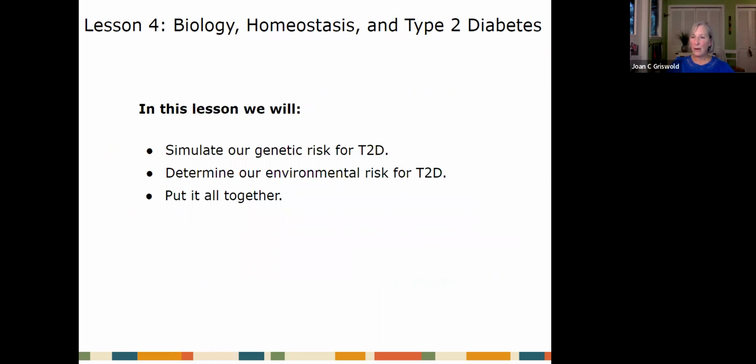So what we're going to do now with the rest of our time is go through the lesson. And the first thing you're going to do is simulate your own genetic risk score for type 2 diabetes. And then after that, you'll have some time to determine your own environmental risk factor using our handy dandy survey. And then we're going to come back and put it all together and look at that distribution curve again and make some sense of that.